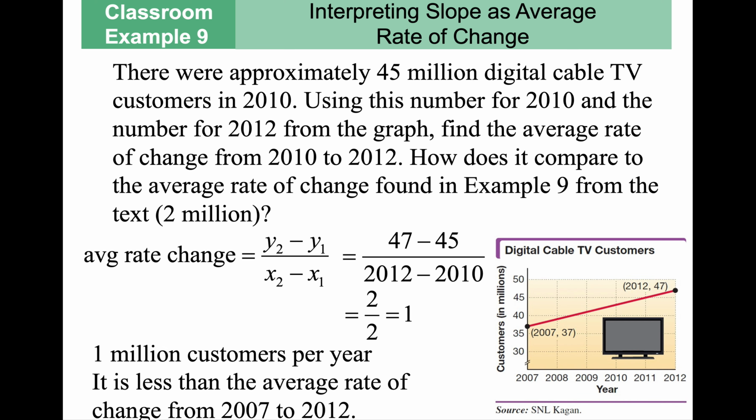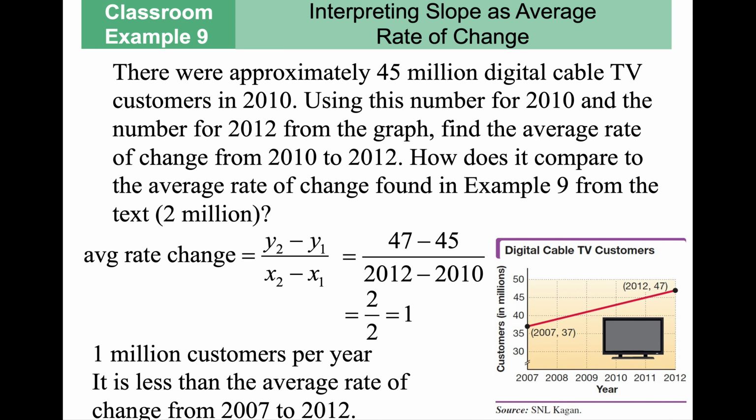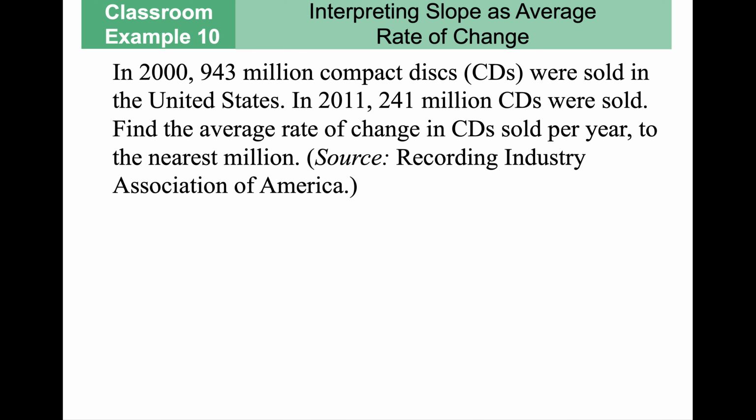1. So I know that means 1 million customers per year. And if I compare this to the slope in example 9, it's less than the average rate of change from 2007 to 2012. So I know that it's decreasing, or it's increasing but slower. So it's a slower increase there than the other one.